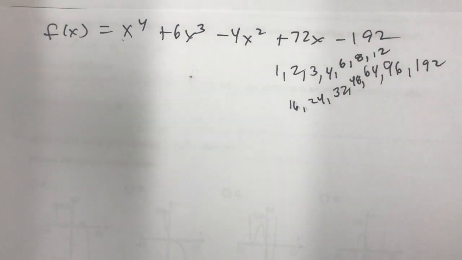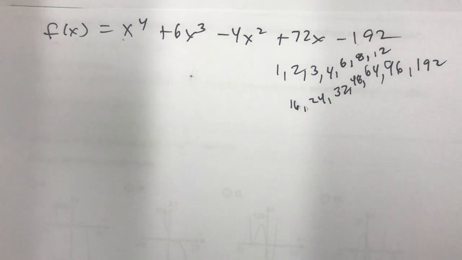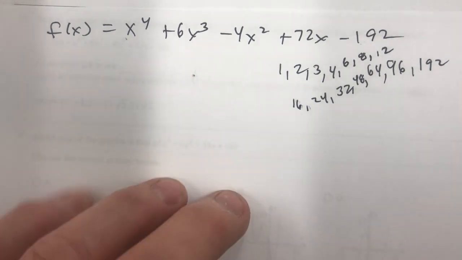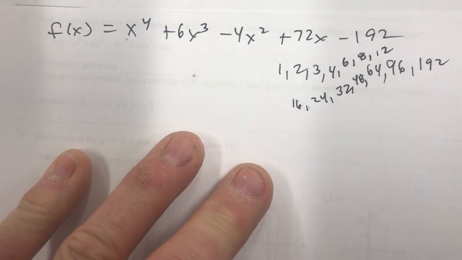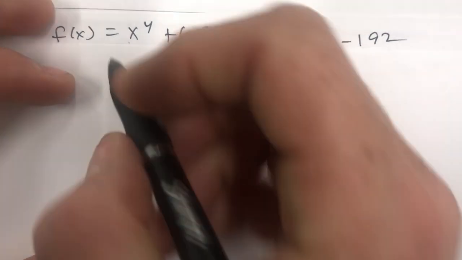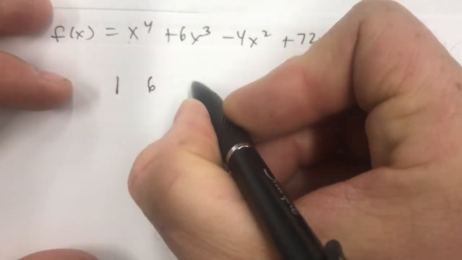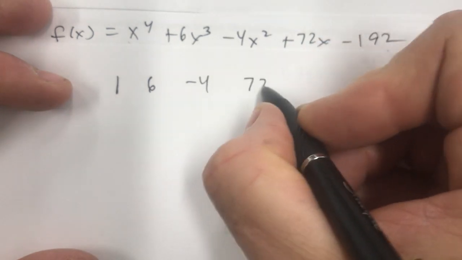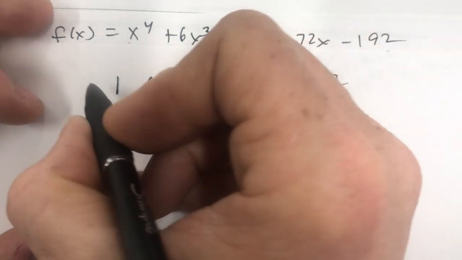All right, so this may take a few minutes because we're going to have to figure out one of these zeros for this. It's sort of like a hit and miss thing. So we're going to divide this down. I got 1, 6, negative 4, 72, negative 192.